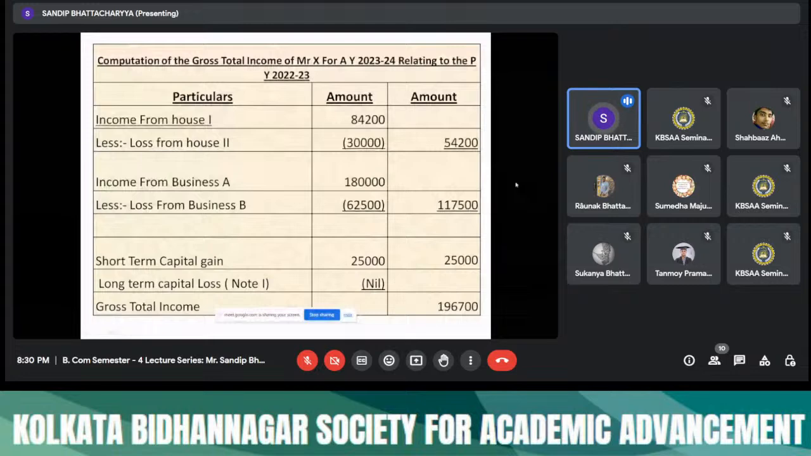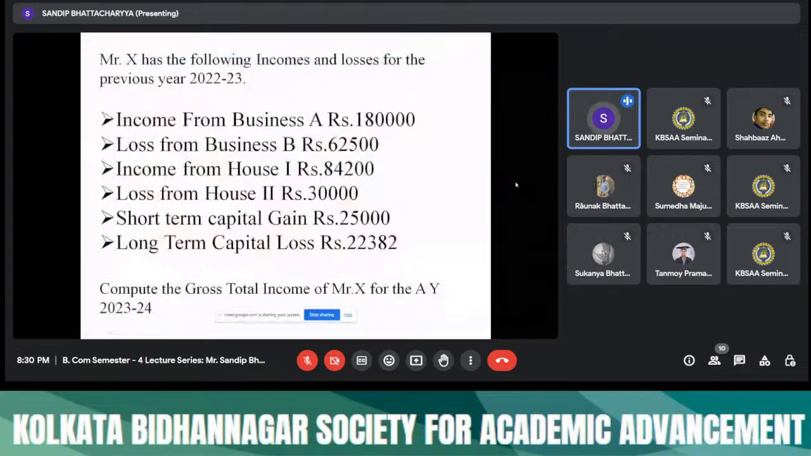Next is the income from business A, then loss from business B. Short term capital gain, long term capital loss. Now very very important, and that you know very well. Long term capital loss, you can see the amount 22,382. So long term capital loss, should it be adjusted? এটা কি আমি কারোর সাথে অ্যাডজাস্টমেন্ট করতে পারি? No, sir. না, পারি না। কেন আমি পারছি না? আমাকে ইনকাম ট্যাক্স বলে দিয়েছে ইফ ইউ আর সাপোজড টু ইনকার এনি লং টার্ম ক্যাপিটাল লস, you only should have to adjust with the long term capital gain. But sir, I do not have any long term capital gain, what should I do?